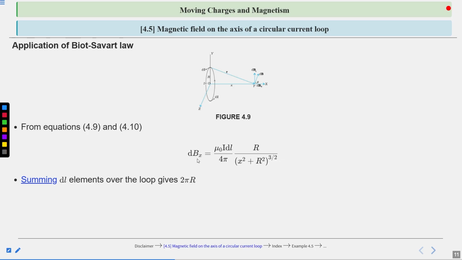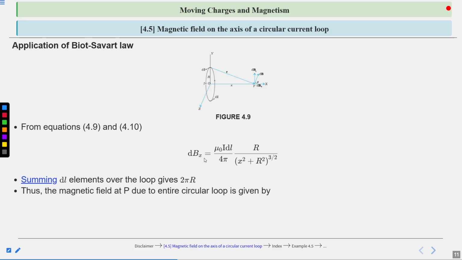So what is the perimeter of the loop? 2 pi r, as it is in circular form. Mu naught is constant, 4 pi is constant, current is steady throughout the coil, and R is constant. We have fixed the x where we want to find the magnetic field, and R is also fixed. So what is going to be summed up? This dl, over the whole loop. So the perimeter of the loop will be 2 pi r. So replace dl with 2 pi r and dBx with B.